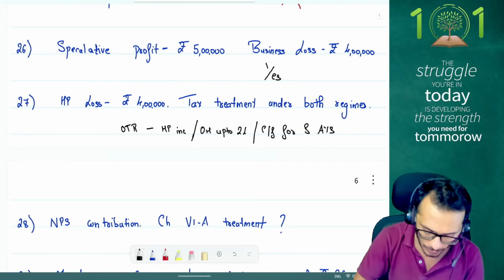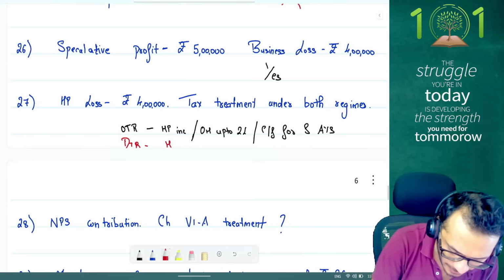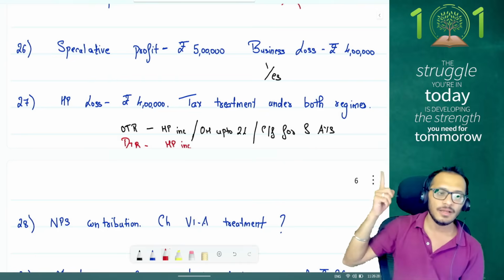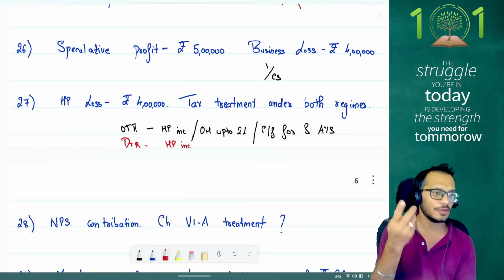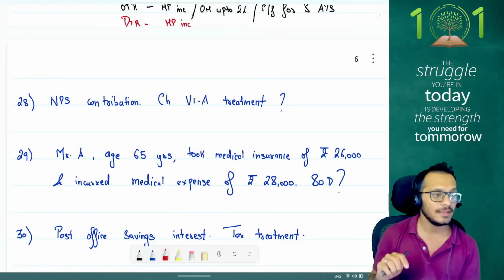But when it comes to new tax regime, if it is the default tax regime, you can only set off against HP income. No carry forward, no other head adjustments. Directly set off only against HP income. If you're not able to set off, it is permanently gone.